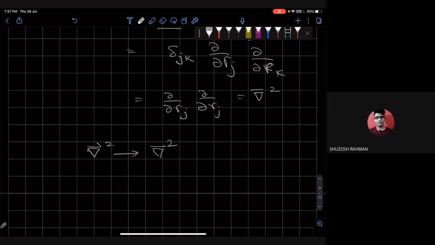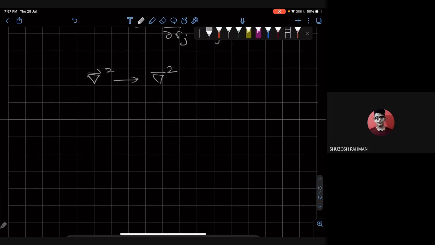And therefore our Hamiltonian, our Schrodinger equation, which is this thing, right?